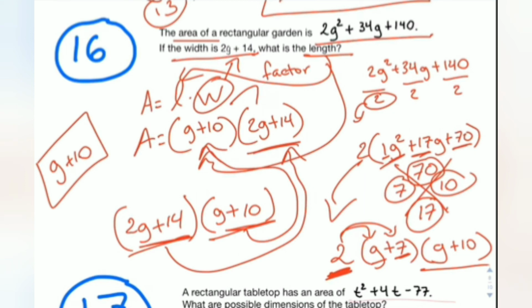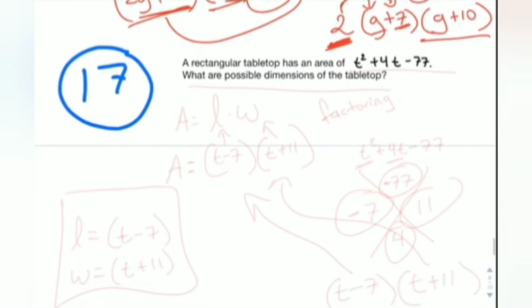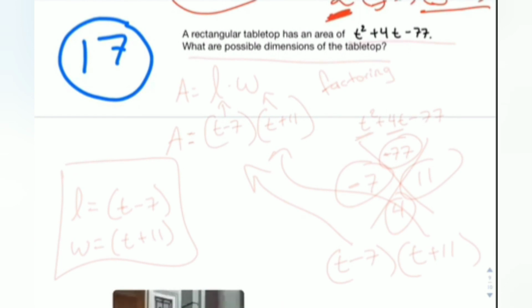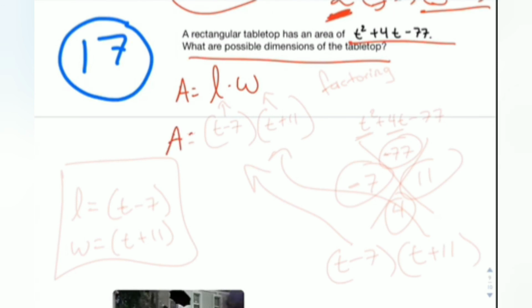Now let's do this one. A rectangular tabletop has an area of this expression. What are the possible dimensions of the table? So they're not going to give you either the length or the width. We must find it. We know an area is just a multiplication of two numbers, so two parentheses multiplying. That means factoring.